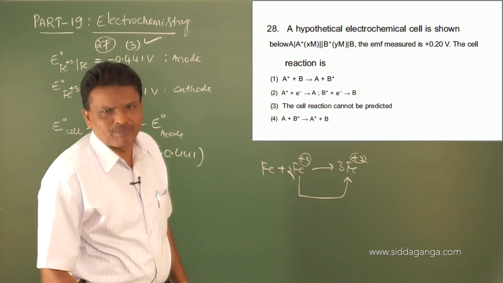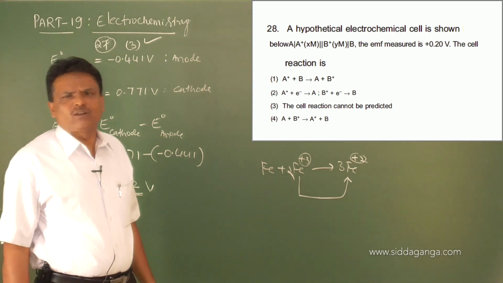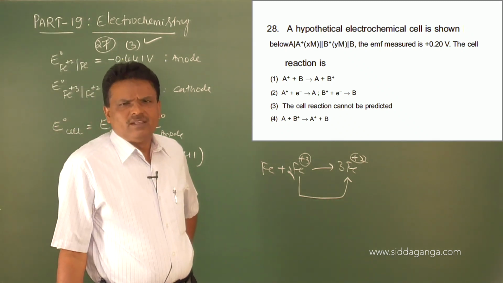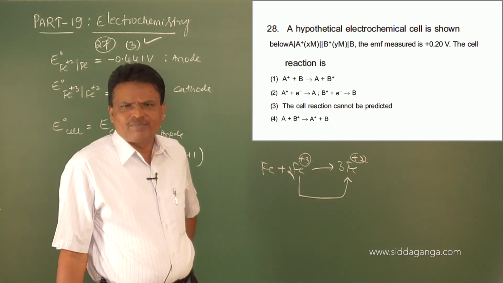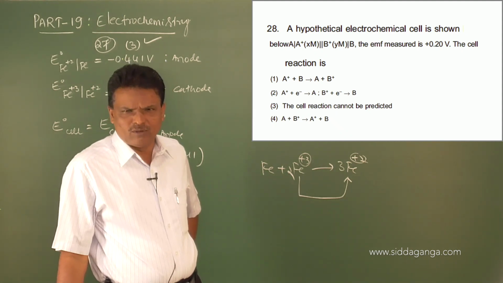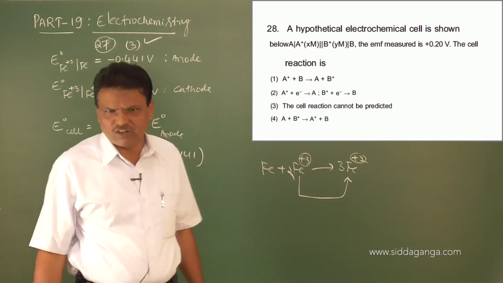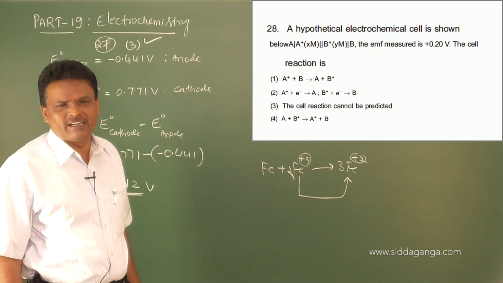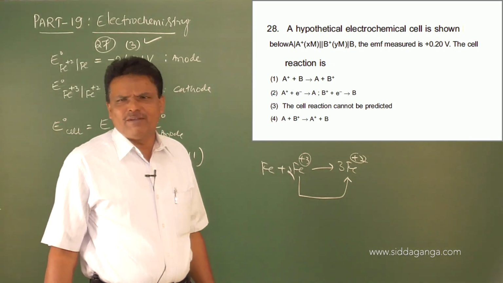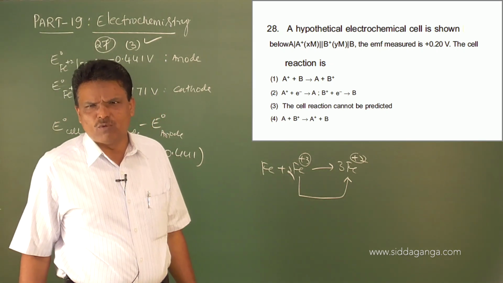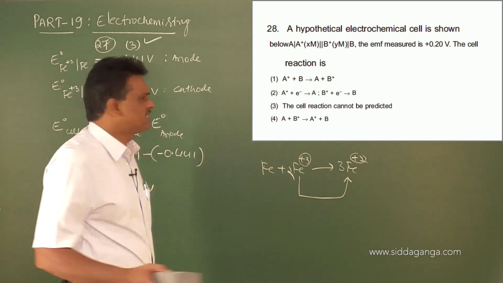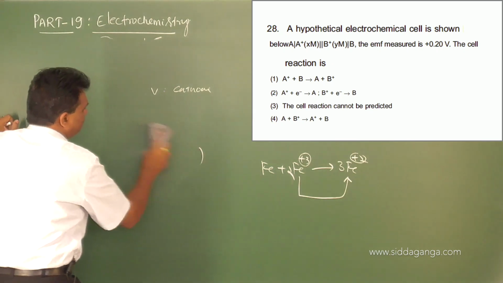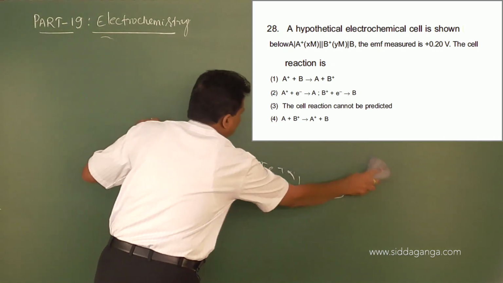Question number 28. A hypothetical electrochemical cell is shown below. A plus, X molar, is connected to B plus, Y molar, through a salt bridge. The EMF measured is 0.20 volts. The cell reaction is.